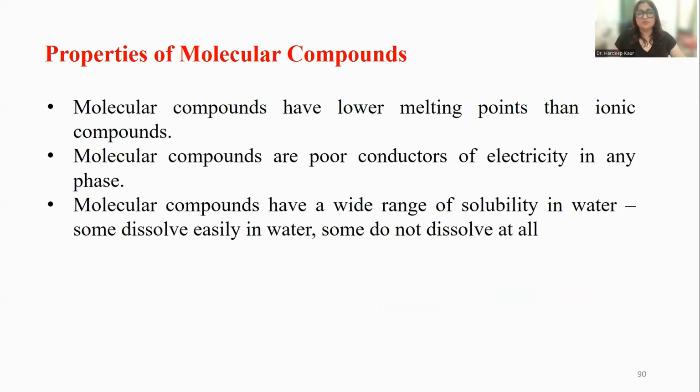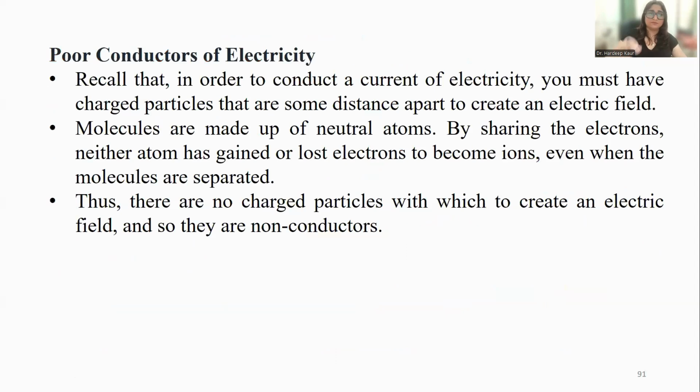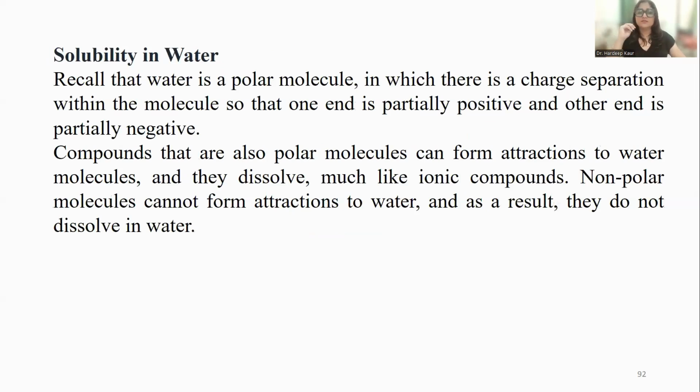Molecular compounds have lower melting points than ionic compounds. Molecular compounds are poor conductors of electricity in any phase, and they have a wide range of solubility in water. They can easily dissolve in water, and sometimes they do not. They are poor conductors of electricity: in ionic compounds, the movement of ions generates electricity, but here there are no charged particles that can create an electric field. So they are non-conductors.